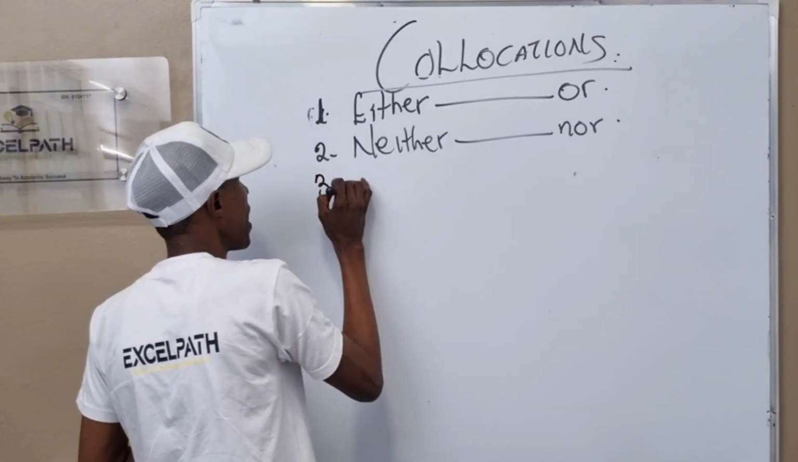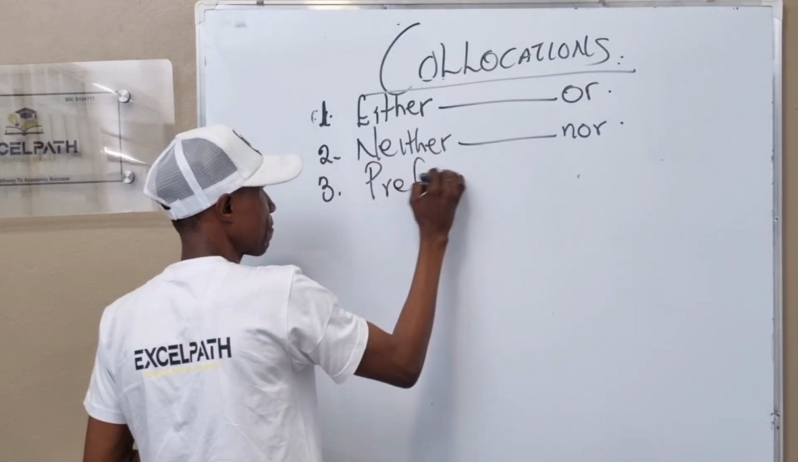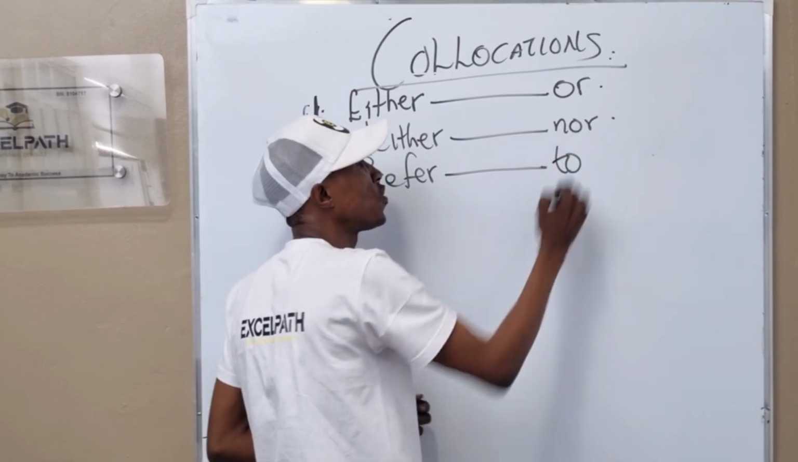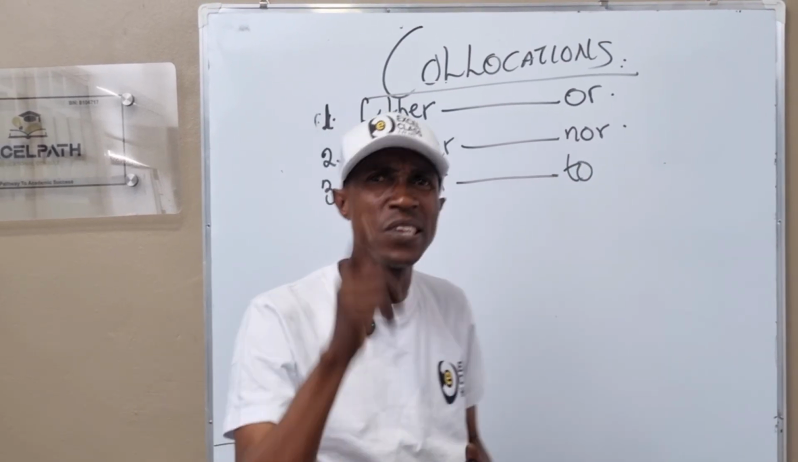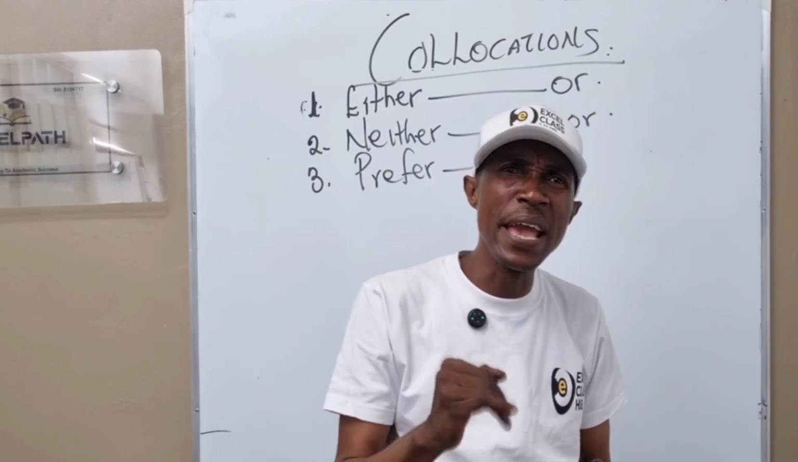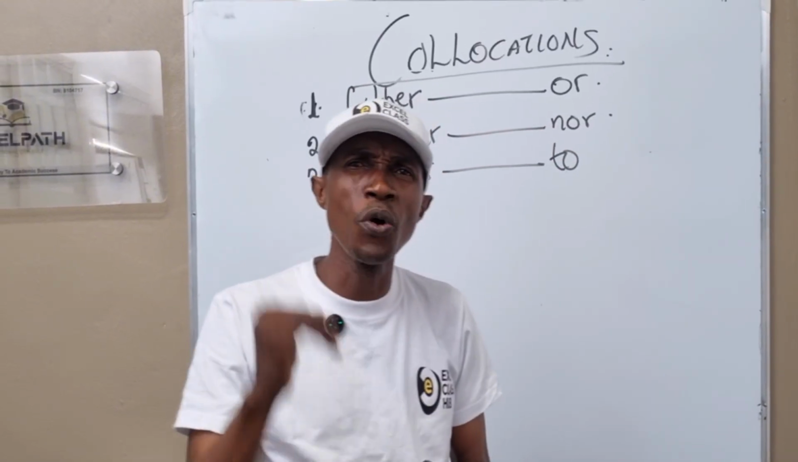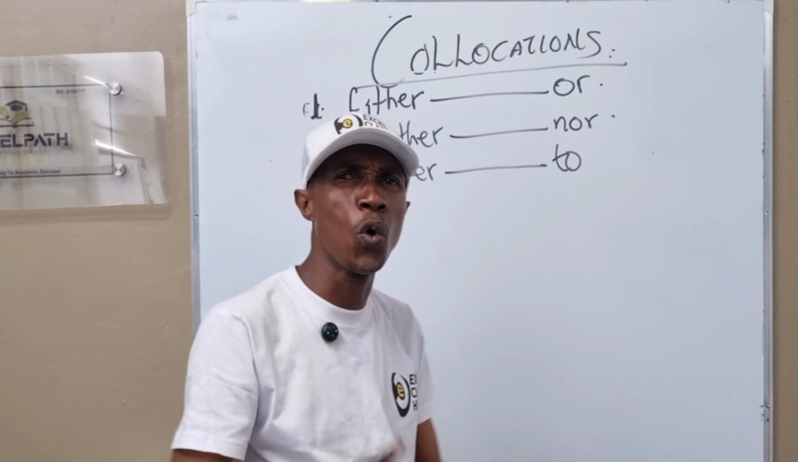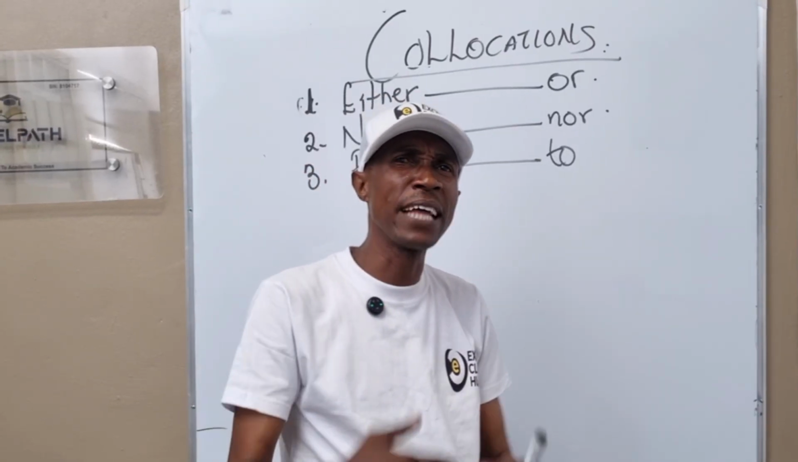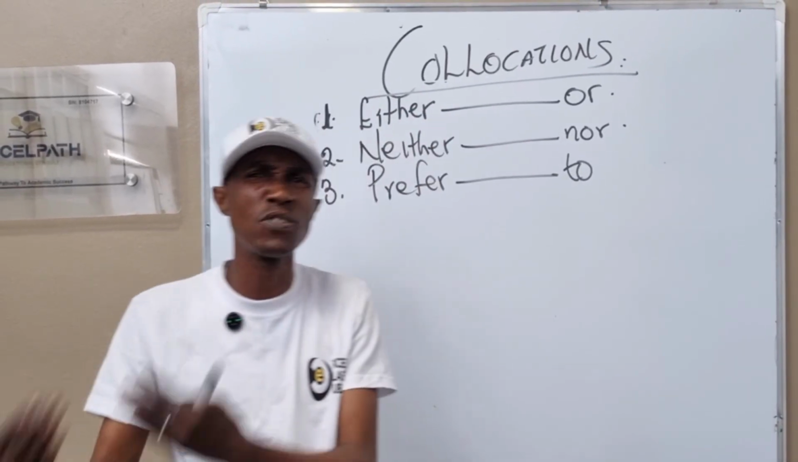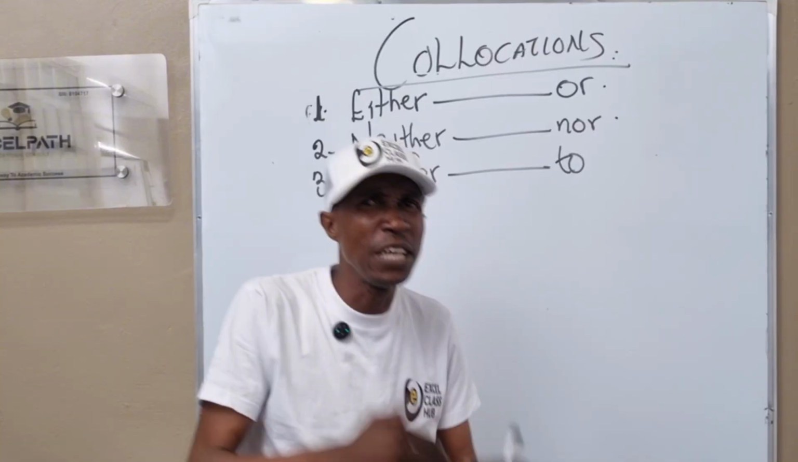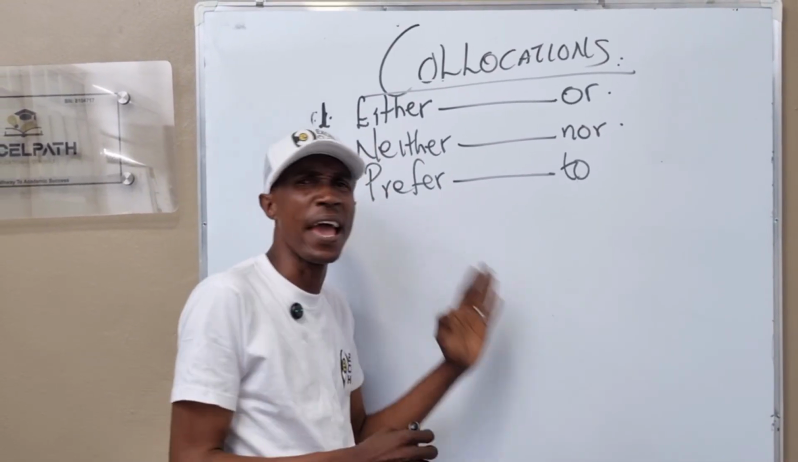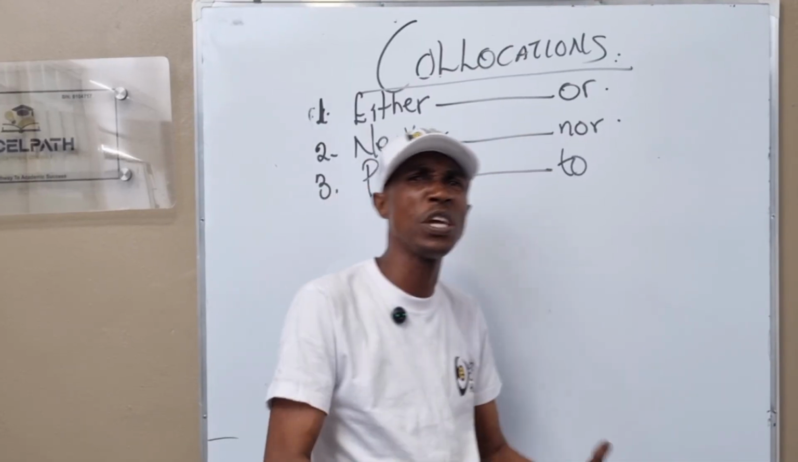And number 3 is prefer. When you make use of your prefer, it goes with to and not than. Please take note of that. When you make use of prefer, it goes with what? To. I prefer rice to beans. I prefer traveling to staying at home. So whenever prefer is used, it goes with to.